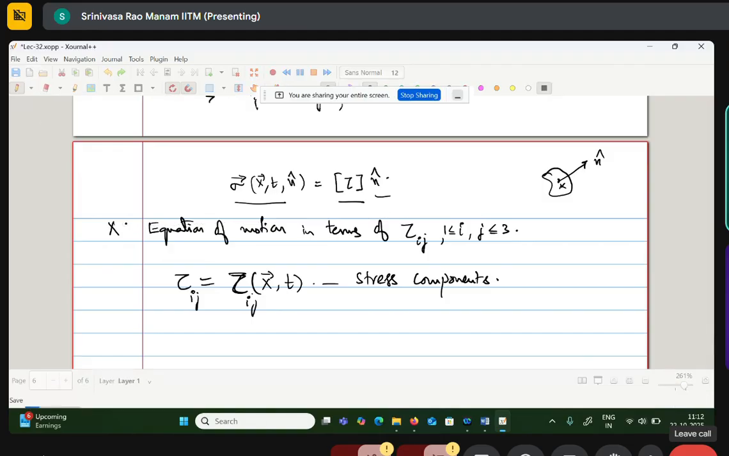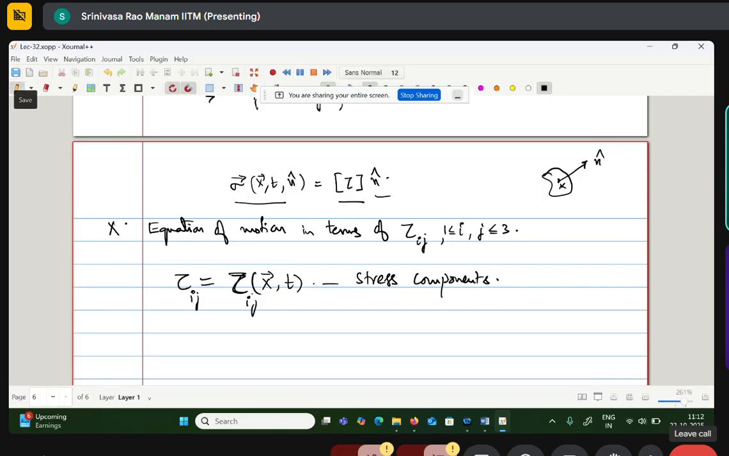Okay, sir. I'll see you maybe tomorrow. We'll first derive this equation of motion in terms of stress components. Then we will see those stress components in terms of these deformations, that is strain, which means in terms of your velocity vector, u bar. That is where the actual equation comes. So we'll see tomorrow.